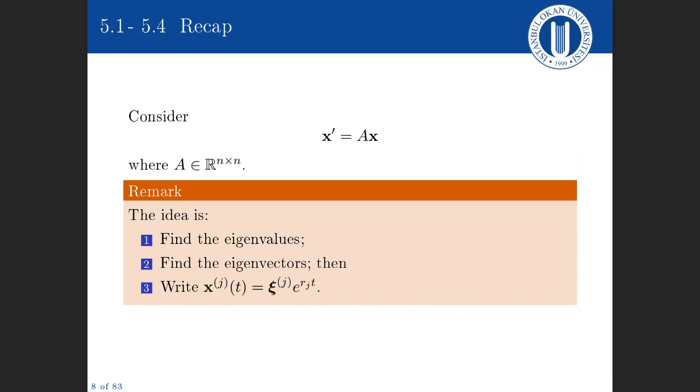Okay, but how do we find these solutions? Let's suppose we're looking at x prime is equal to Ax, where A is an n by n matrix of numbers. It's an n by n matrix, and every entry in the matrix is a real number. The idea is this. Step 1, we need to find the eigenvalues of the matrix. Step 2, we want to find the eigenvectors of the matrix. And then the solution is going to be eigenvector e to the power eigenvalue t.